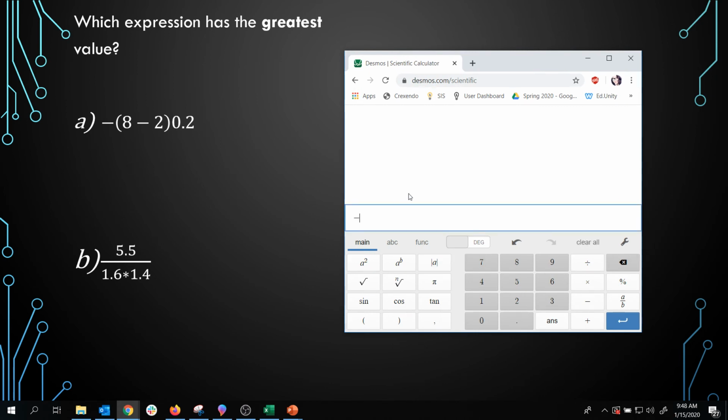I have negative, I'm going to use a parenthesis, 8 minus 2, and have 0.2 on the outside. Now you'll notice when I type these in, I'm typing them exactly how they look. If there's a parenthesis, I'm putting the parenthesis. If there's a negative, I'm putting the negative. Our next one is 5.5, all divided by 1.6 times 0.4.